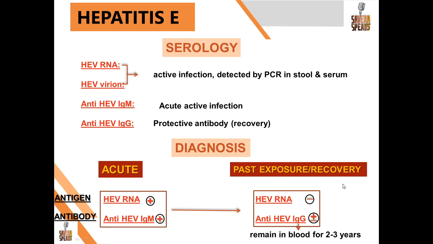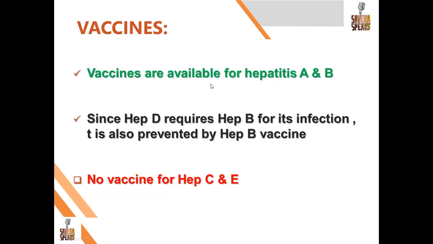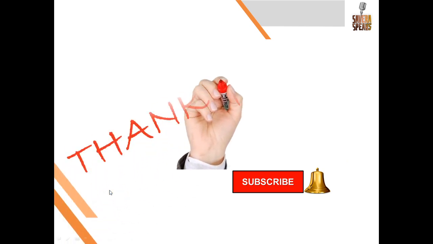And one thing I want to mention here, that I have not mentioned vaccination, because there's no vaccine for HEV. The vaccines are available for hepatitis A and B only. And since hepatitis D requires hepatitis B for its infection, it is also prevented by hepatitis B vaccine. So hepatitis A, B, and D have the vaccines, and hepatitis C and E have no vaccine. I hope you're clear with all the concepts.